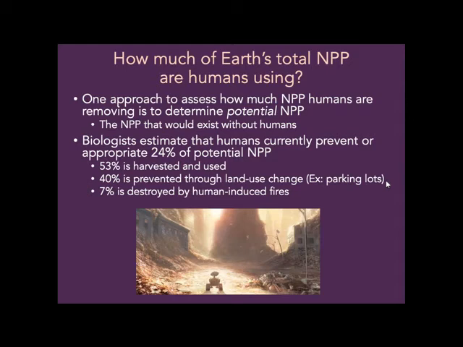So if we look at that 24% of potential NPP that humans are messing with, 53% is harvested and used, so that would be things like crops. 40% is prevented through land use change, so that's like parking lots or apartment buildings, airports or whatever. 7% is destroyed by human-induced fires. So, yeah, I mean, there are naturally occurring fire regimes, but there are also fires that are accidentally facilitated by things that humans do.